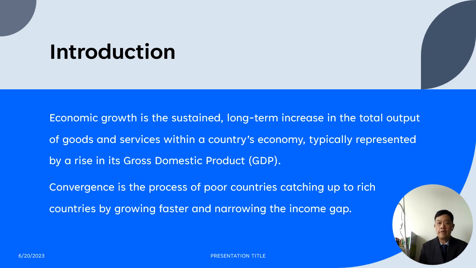First of all, let me define what economic growth and convergence are. Economic growth is a sustained long-term increase in the total output of goods and services within a country's economy, typically represented by a rise in GDP. Convergence is the process of poor countries catching up to rich countries by growing faster and narrowing the income gap.